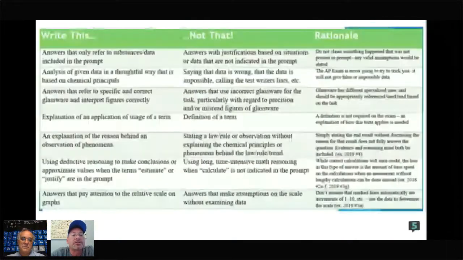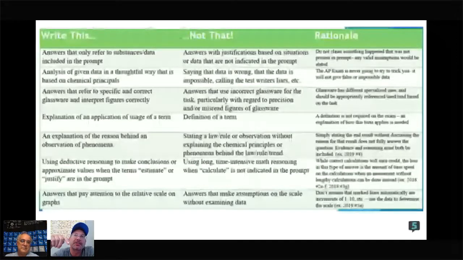Answers should only refer to the substance and data included in the prompt. Oh, and here's a great one. This one comes up all the time. Don't tell us that the prompt is wrong. If the prompt says that it's second order, it's second order. Don't say, well, the prompt is wrong, it can't be second order, it's only first order because blah, blah, blah. Don't say that. The prompt is not trying to trick you. Nobody on this exam or on the exam board is trying to trick you, okay? Give an analysis of the given data in a thoughtful way that is based on chemical principles.